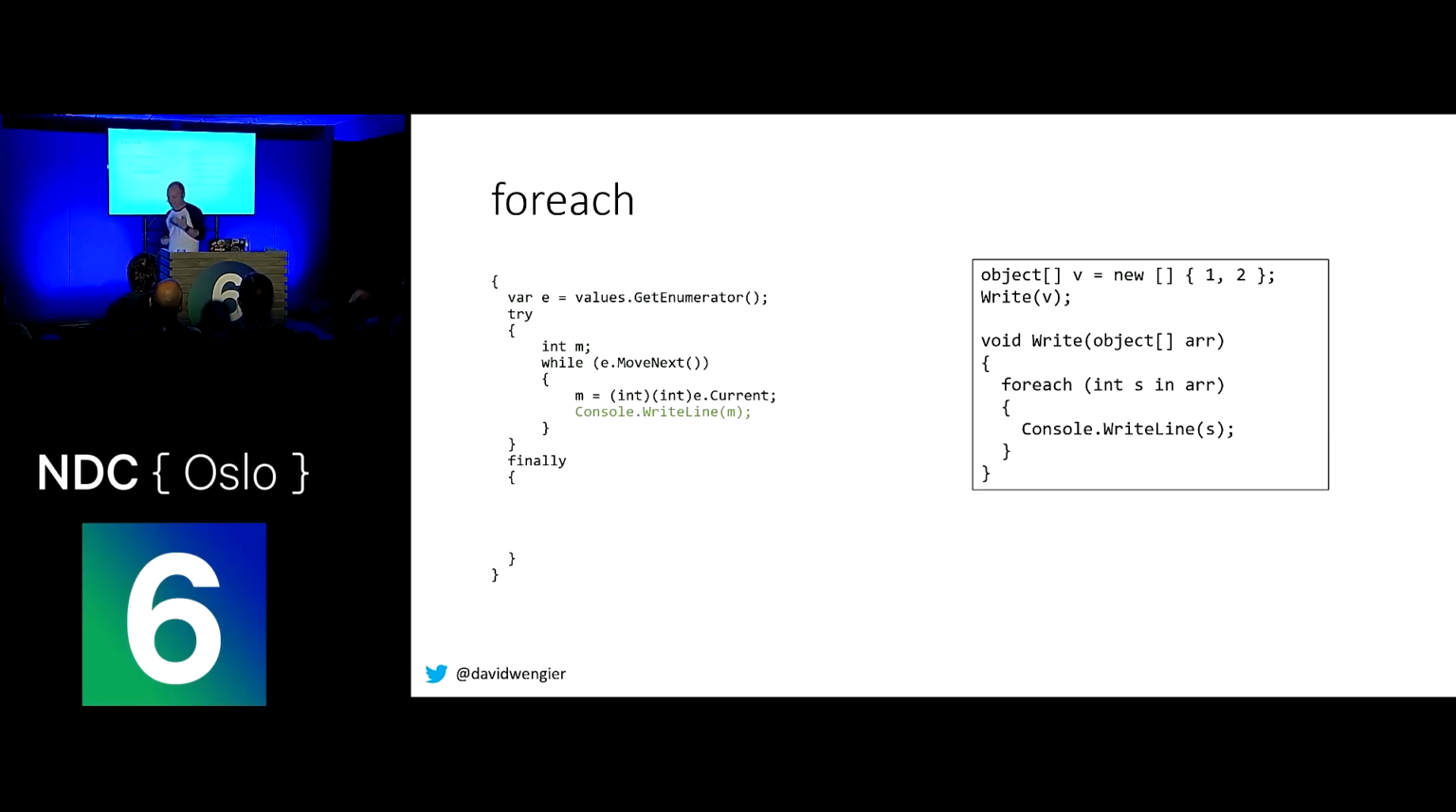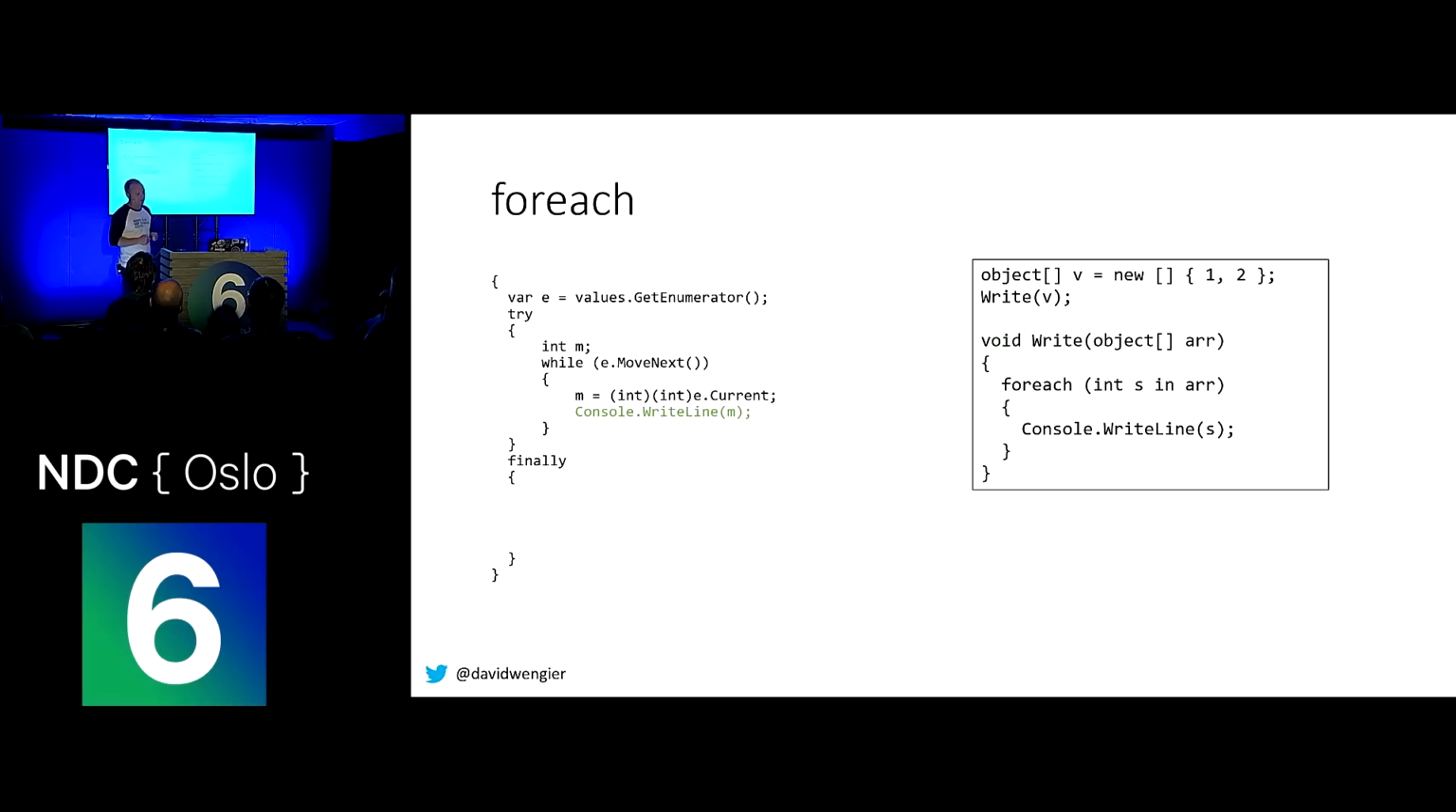So let's pretend we have a little example off to the side here. We have an object array. We're putting objects into it. These objects happen to be ints. And we're calling a method which takes an object array. It helps for this example if you imagine there's two different people, right? One person is creating the array and calling the method, and the other person is writing the method, and they don't talk to each other.